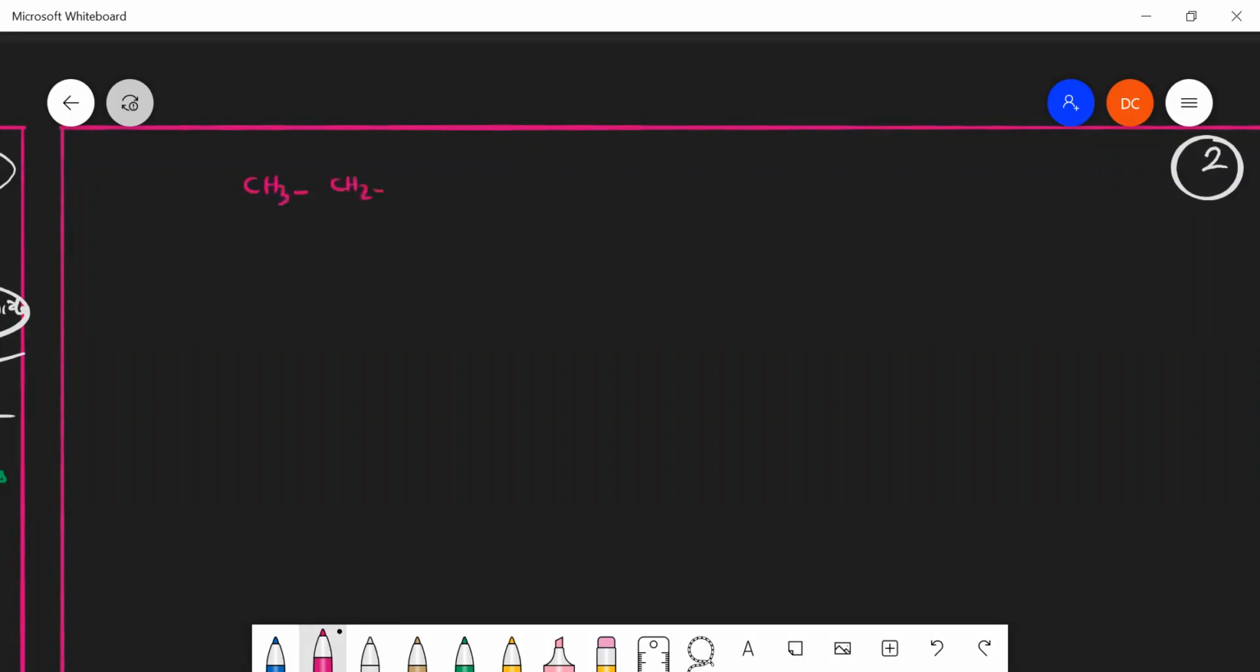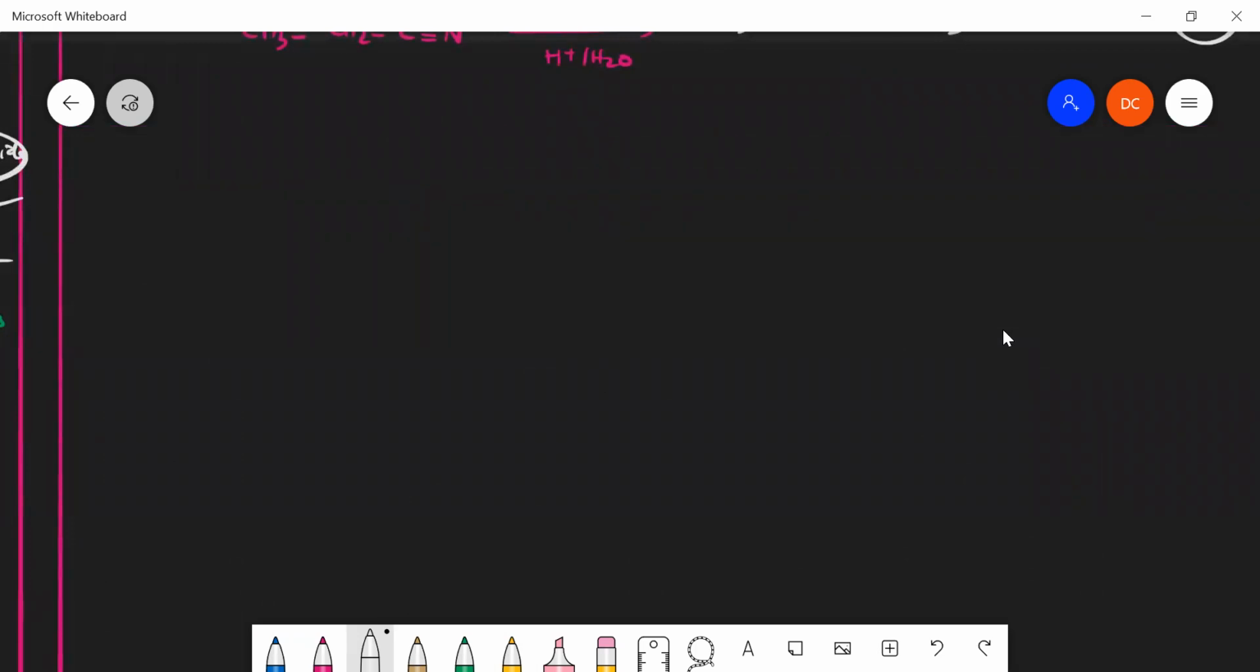CH3, CH2, C triple bond N. If I react it with SnCl2 and HCl, along with the acid and water, what will be my product? Can anyone say? Propanal. Very nice. CH3, CH2, CHO, along with that ammonia is getting left. Likewise, our nitrile product will be reduced. And the next one is a very, very important reaction.